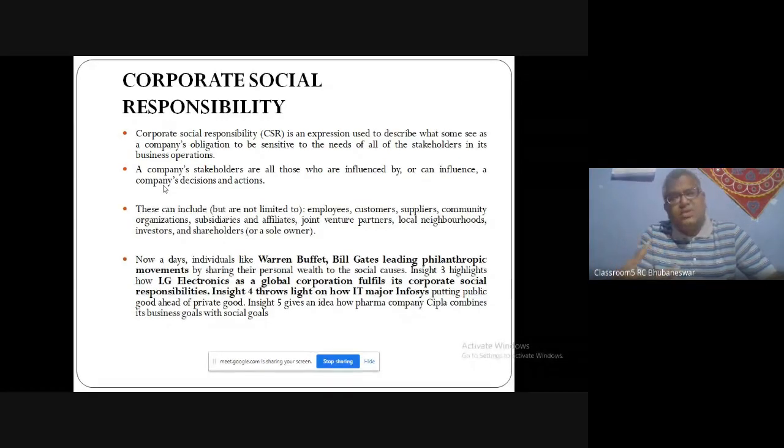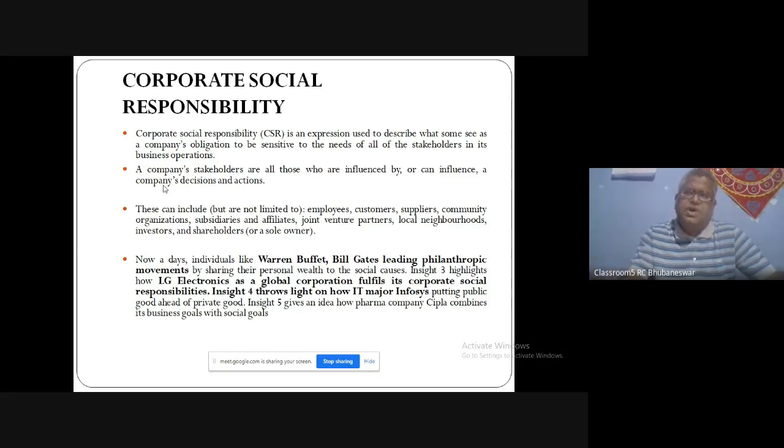Yes, some of the important parties or stakeholders who participate in CSR activities are employees, customers, suppliers, community, organization, subsidiary, affiliation, joint venture, and local neighborhood. These are some of them; there are more. These are the real stakeholders who can contribute towards a set of obligations towards CSR activities.